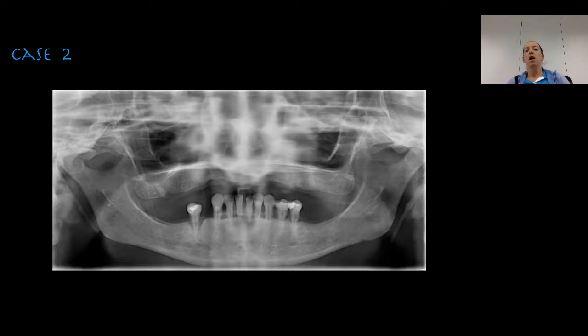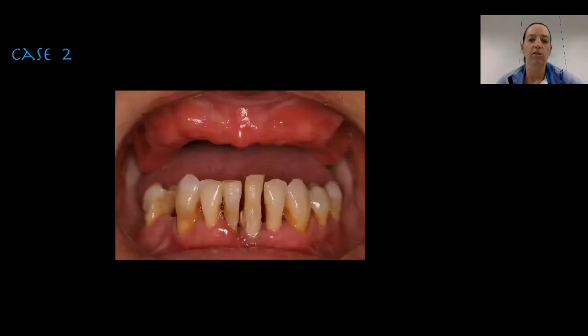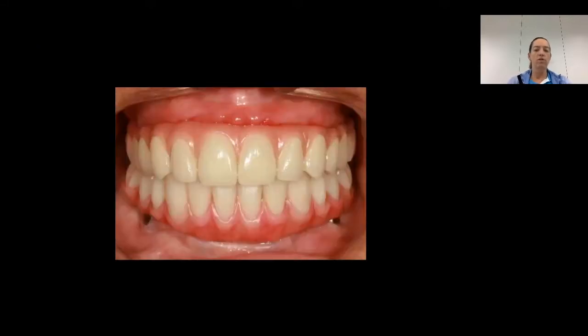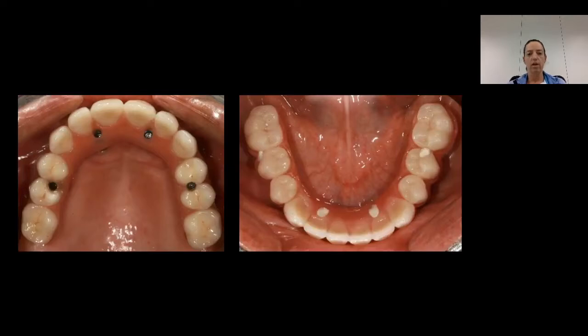Another case of periodontal disease, mobile teeth in the lower jaw, no teeth at all in the upper jaw. So we decided to go for an All-on-4 bimaxillary case. We raised the flap, did the surgery, and placed the teeth in the same day. Again, we placed our final prosthesis 4 to 6 months after the surgery. Here you can see our patients.